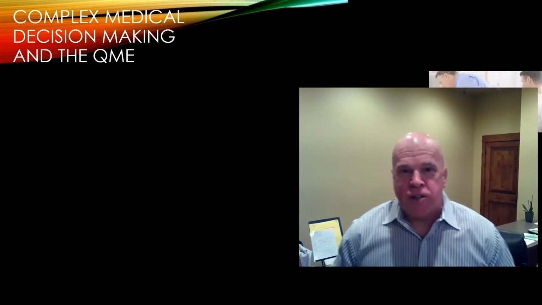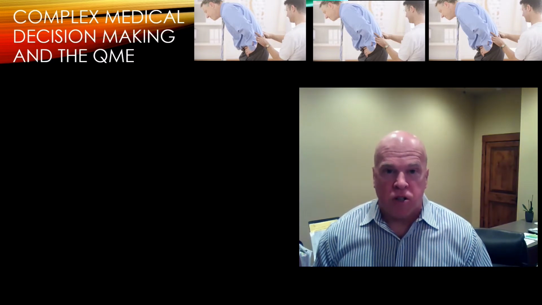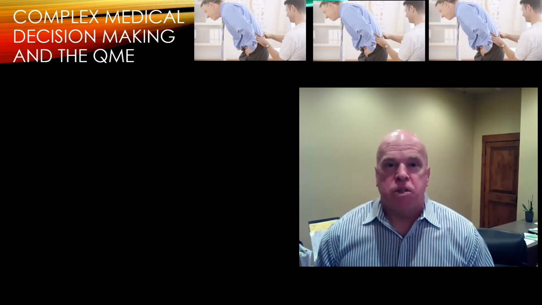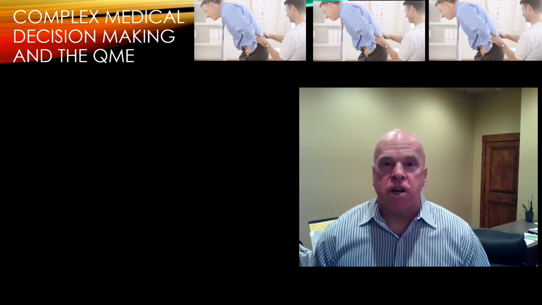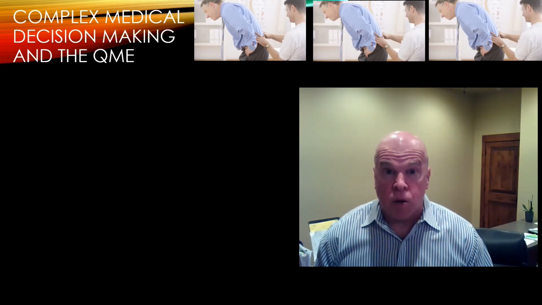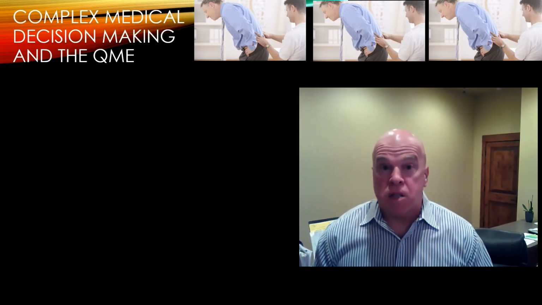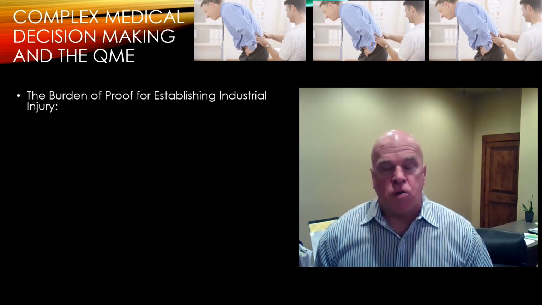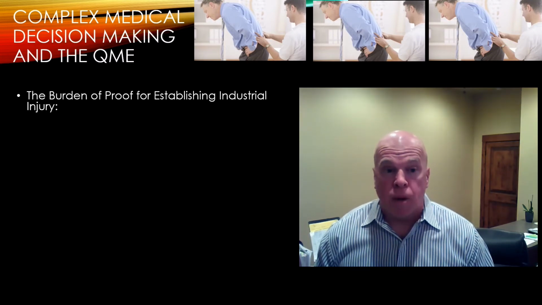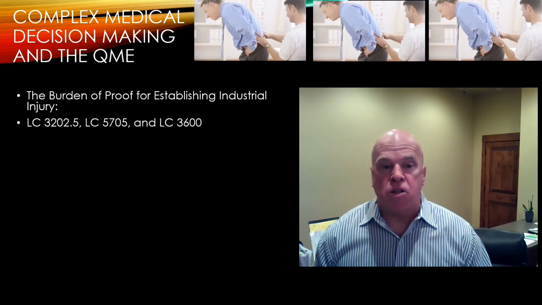Okay, so I want you to imagine this. I want you to imagine that you're a claims administrator working at a large workers' compensation insurance company here in the state of California, and on any given day you're receiving 10 to 20 new claims for industrial injury. Well, I'm sure you can imagine that there must be an established system for determining which cases immediately become accepted cases and which are those cases that the claims administrator can comfortably deny, knowing that they've made the proper determination. Well, this has to do with the burden of proof for establishing industrial injury.